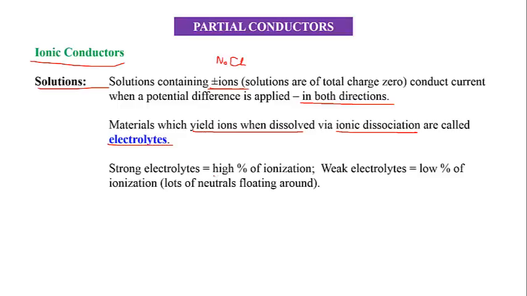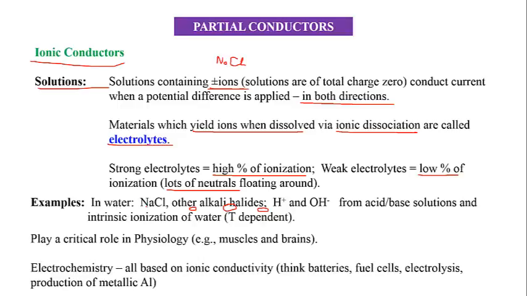Strong electrolytes have very high percentages of ionization. Weak electrolytes have low percentages of ionization. Now realize you can have dissolution into neutrals, and so you'd have lots of neutrals floating around in these weak electrolytes. And actually, if you have a neutral and some ions, there's basically an exchange where the neutral will dissociate, but then these would recombine.